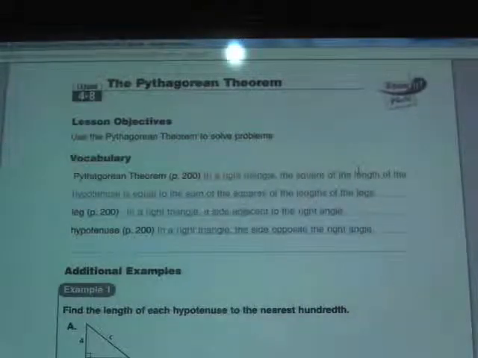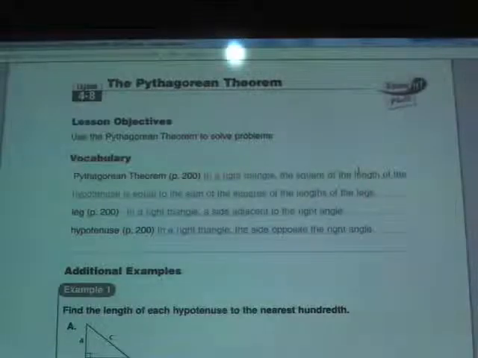Pythagorean theorem: in a right triangle, the square of the length of the hypotenuse is equal to the sum of the squares of the lengths of the legs. Now, if you don't know what hypotenuse and legs are, that definition doesn't mean anything to you. So let's get those out of the way and then we'll talk about the definition.